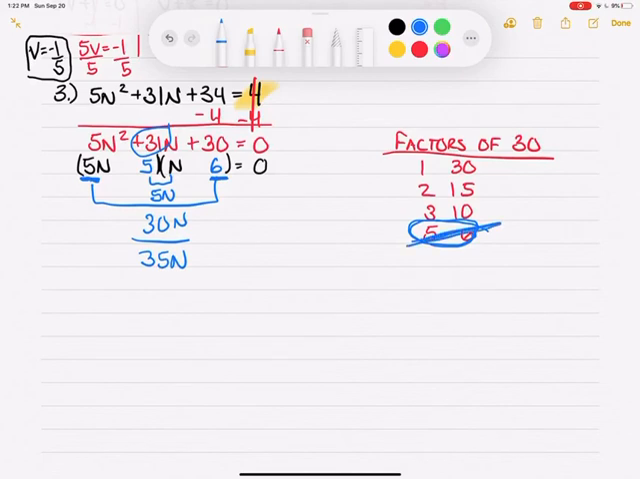Even though 6 got us very close to 31, it got us to 30. It just wasn't the correct combination of numbers. So let's try again.